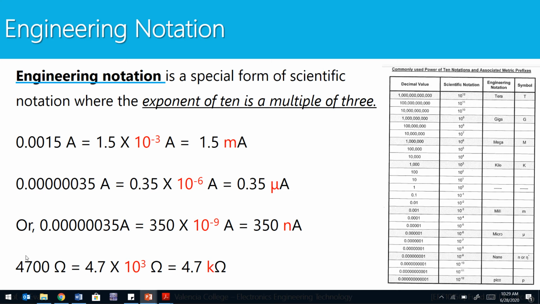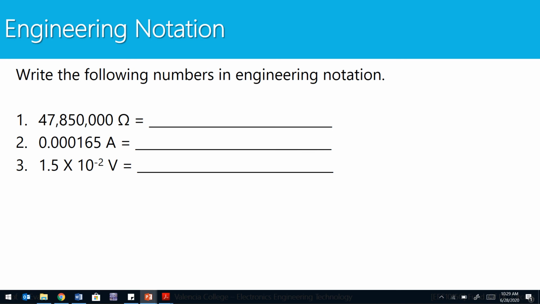And for our last example, if we have 4,700 ohms, we're going to move that decimal point 3 spaces to the left, giving us 4.7 times 10 to the third ohms, and that 10 to the third is going to be replaced with the prefix of kilo, which is represented with a K. So these are some examples of how engineers write numbers using engineering notation. If you look on your notes, there are a few examples on there for you to try. My suggestion is that you pause the video right now, try these on your own, make sure that you can write each number in the correct engineering notation, and then come back for the answers.